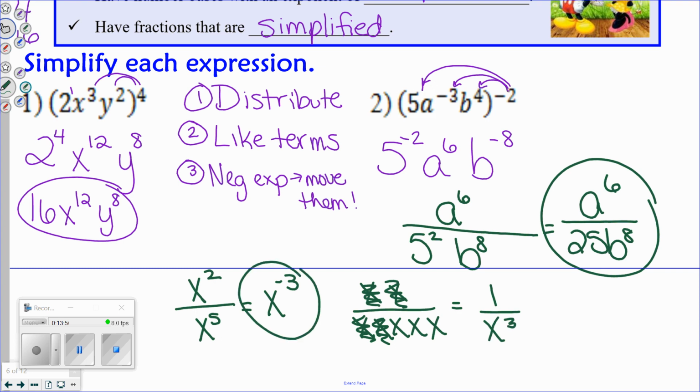So if I do the same problem legally 2 different ways and get different answers, what must be true about those answers? Means they're the same. Right? Legally, those are our rules.